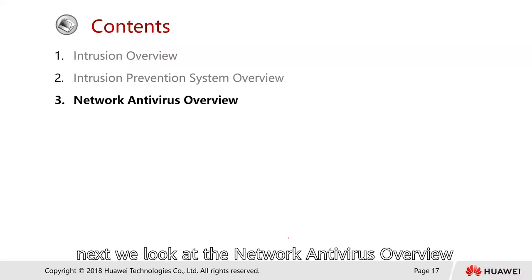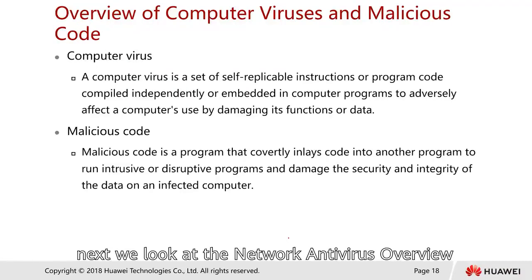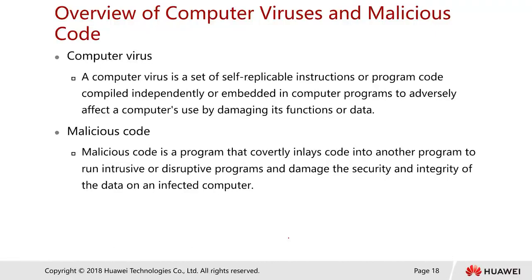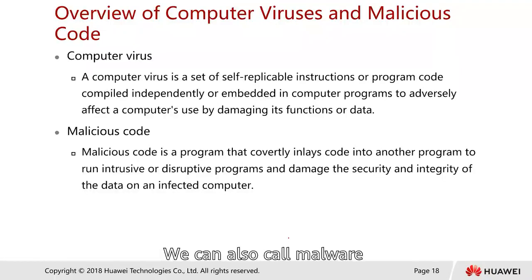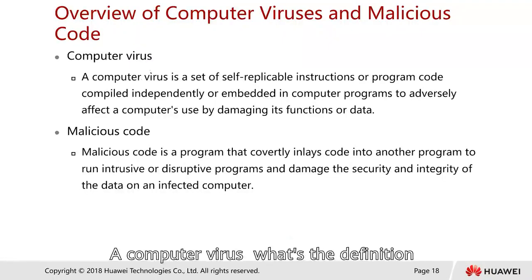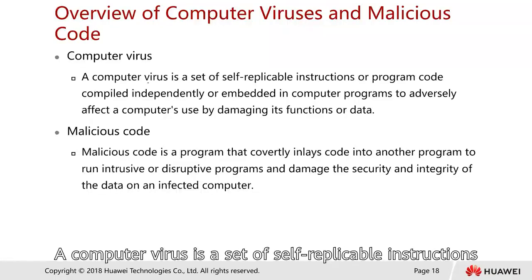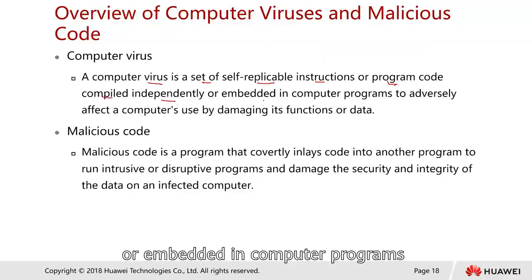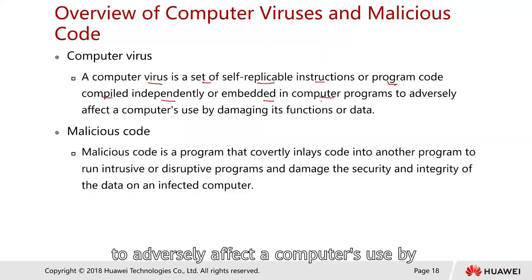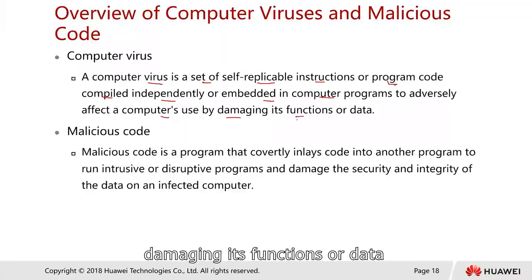All right, so next we look at the network antivirus overview. So, an overview of computer viruses and malicious code, which we can also call malware. Computer viruses, okay, what's the definition? A computer virus is a set of self-replicable instructions or program code, compiled independently or embedded in computer programs, to adversely affect a computer by damaging its function or data. Okay, so this is a virus.